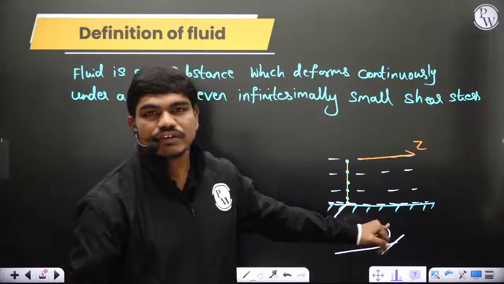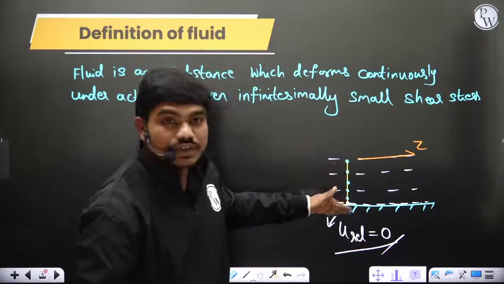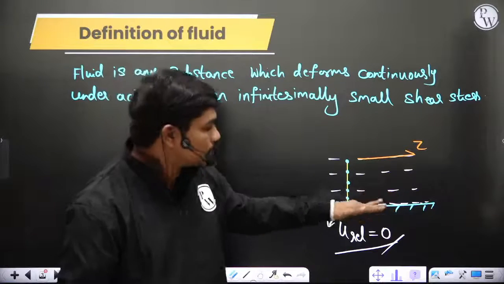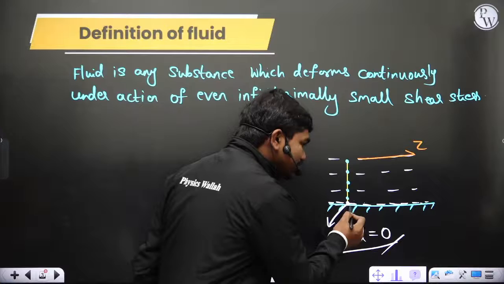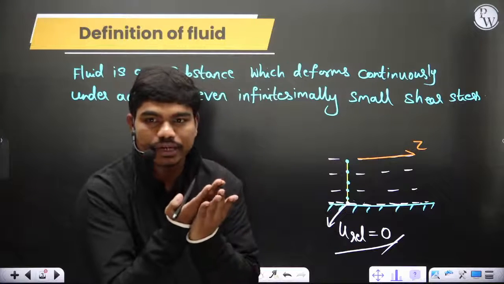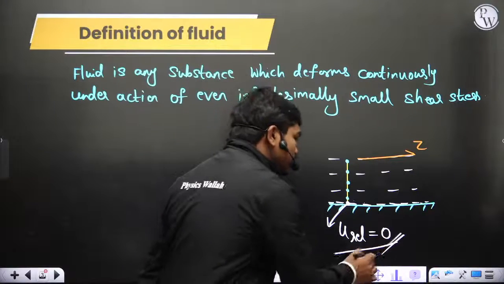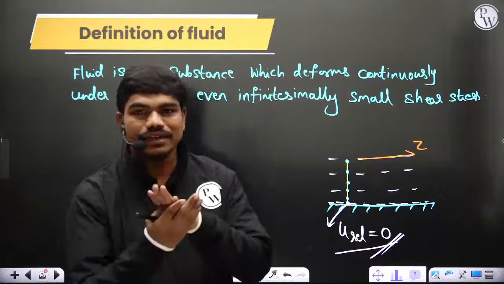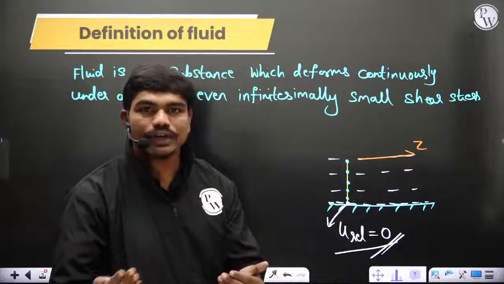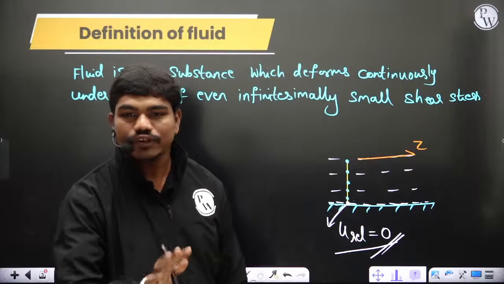If plate is moving with 5 meters per second, this fluid layer will also move with 5 meters per second. Clear? So that's how there won't be any velocity variation between the layer in contact and also the plate definitely here. Okay, so that's why this U relative is actually 0 at the interface, or generally at any solid fluid interface.